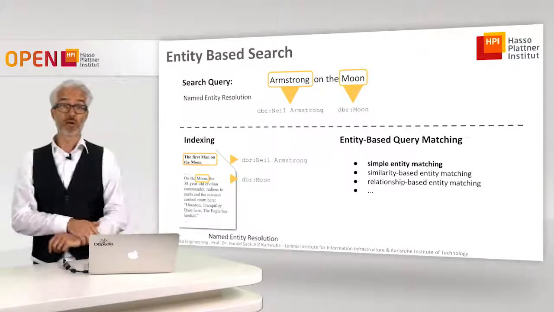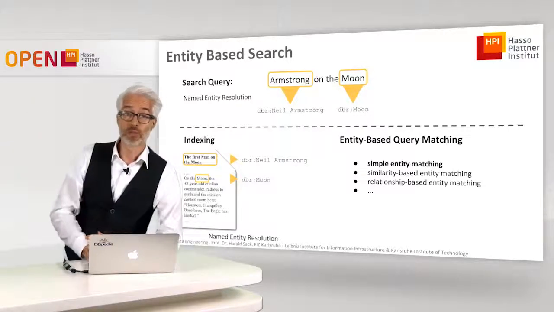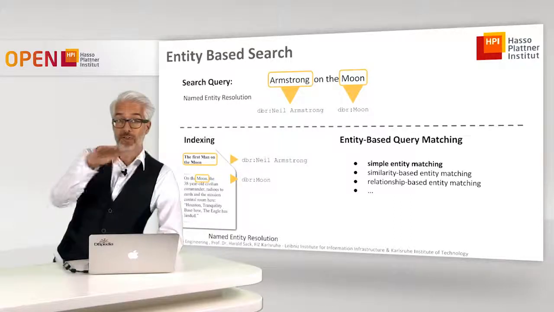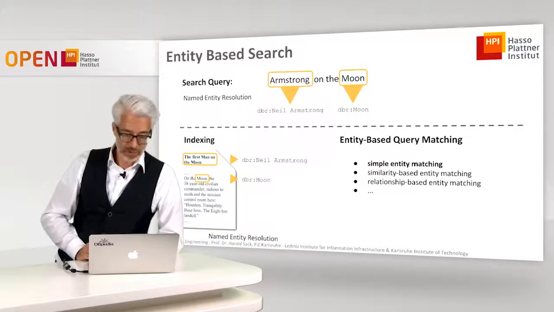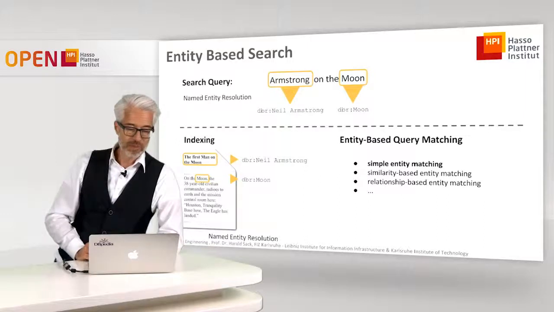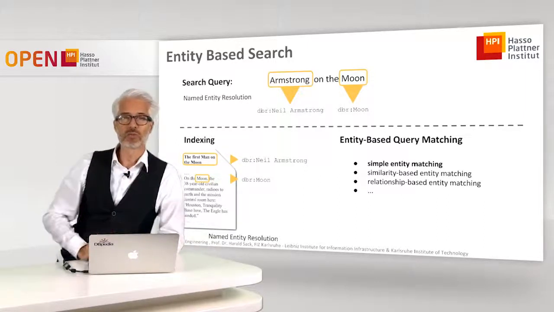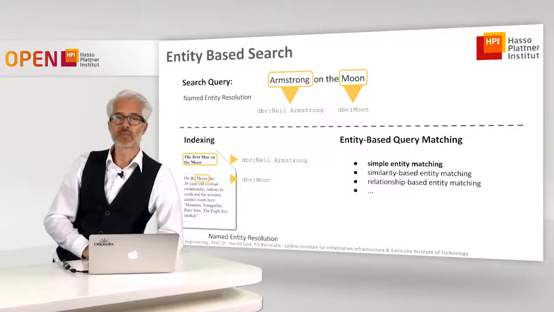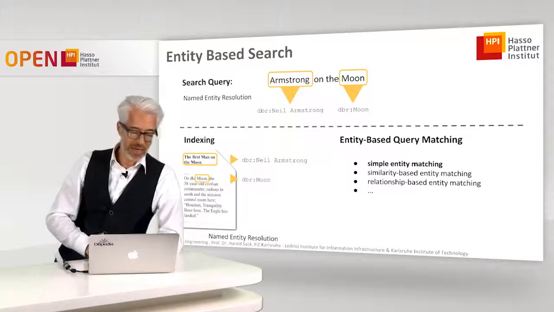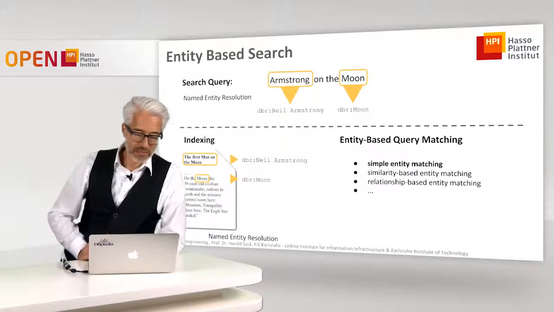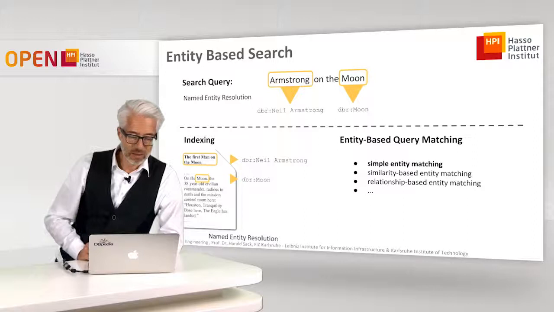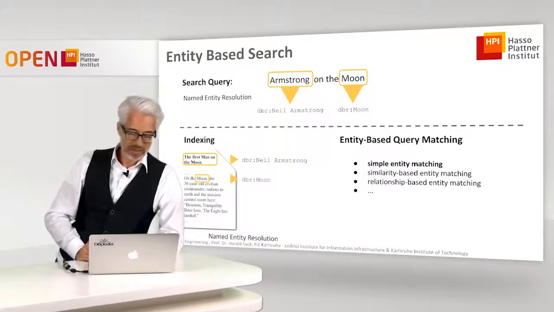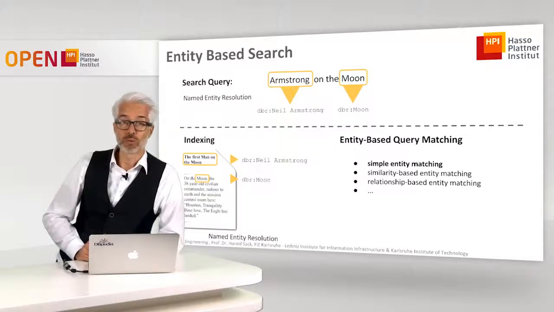What I want to show you now is how entity-based search works. So usually in entity-based search, let's first look at the lower part of this slide. In the lower part you see the index or a document which has been indexed, and there you have the first man on the moon, and this has been annotated with the DBpedia entity Neil Armstrong. And you have also the moon, which has been annotated with the DBpedia entity the moon. And for example, these entity annotations can be achieved with the help of named entity resolution.